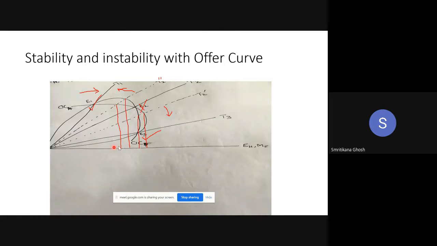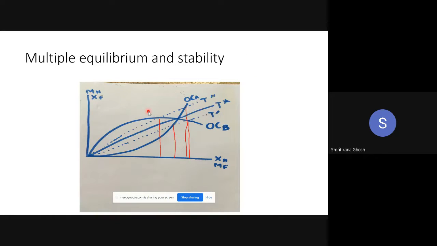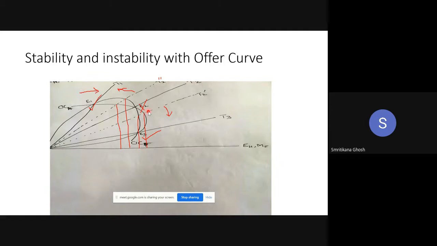If one of the offer curves is backward bending, then also the equilibrium is stable, right? Like E3 and E1, sorry. At E3, the foreign offer curve is backward bending. At E1, the home offer curve is backward bending. But still, we have stable equilibrium. But if both offer curves are backward bending, then the equilibrium is unstable. So this is the conclusion from these two diagrams. Up to this point, is it okay?